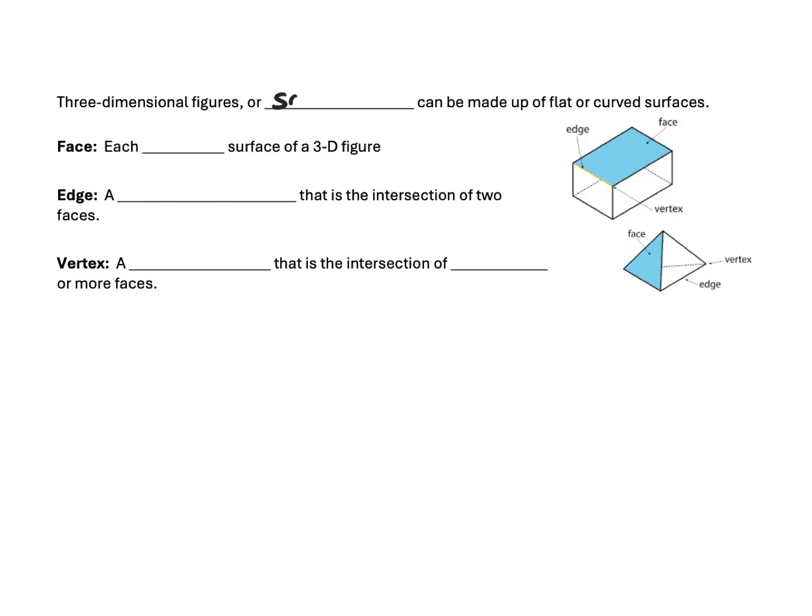Three-dimensional figures, also called solids, can be made up of either flat or curved surfaces. A face is each of the flat surfaces in our 3D figure. A face will always be a polygon. You can see in the diagrams that we have here, this face shaded in blue is a rectangle, and this face shaded in blue is a triangle. A face can be any polygon. There's also more than one face. These are just two examples that are shaded.